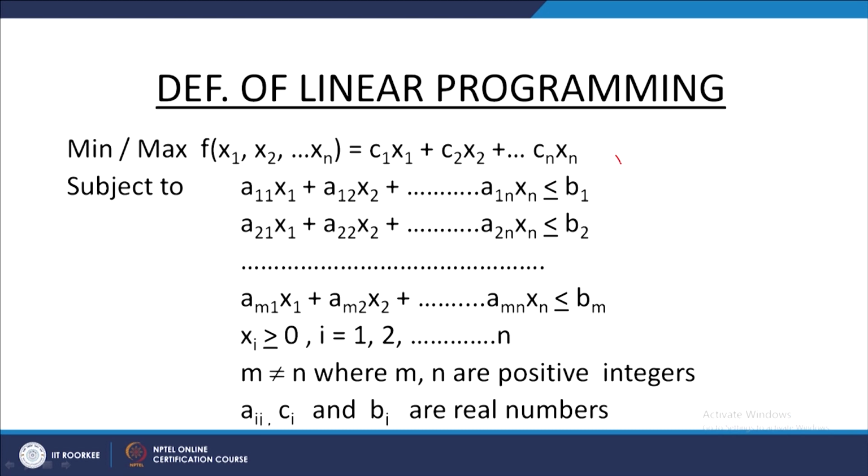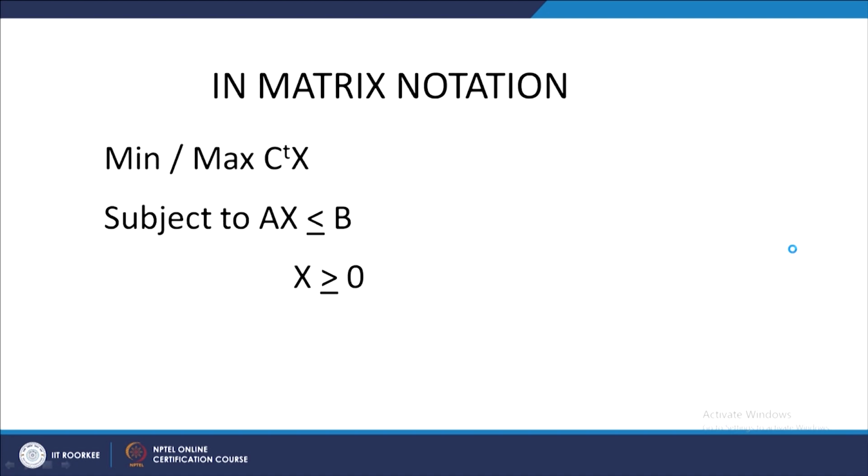So, our decision vector x1, x2, xn, this is our decision vector. This has to be determined subject to the conditions that are given in these inequalities. n is called the size of the problem. Now, the same definition can be written in terms of matrix notation, that is minimize or maximize C transpose x subject to Ax less than or equal to b and x greater than or equal to 0.